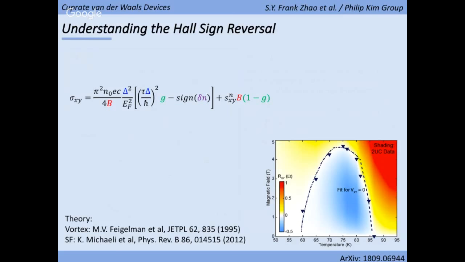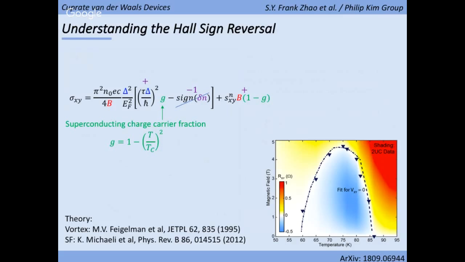And in a two-fluid model, you also have the existence of a population of thermally excited carriers from the condensate, as quasi-particles. So this should give you some contribution that's very much like the normal state. So it's something that's linear in magnetic field. So this explains, roughly speaking, what's going on in this phase diagram.